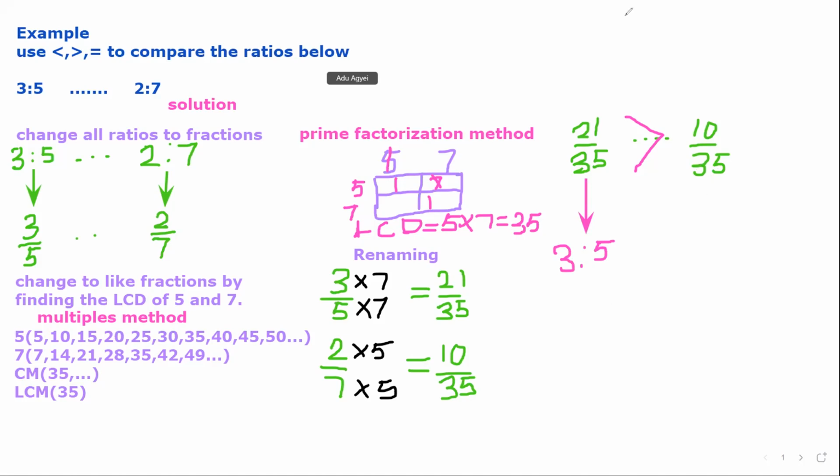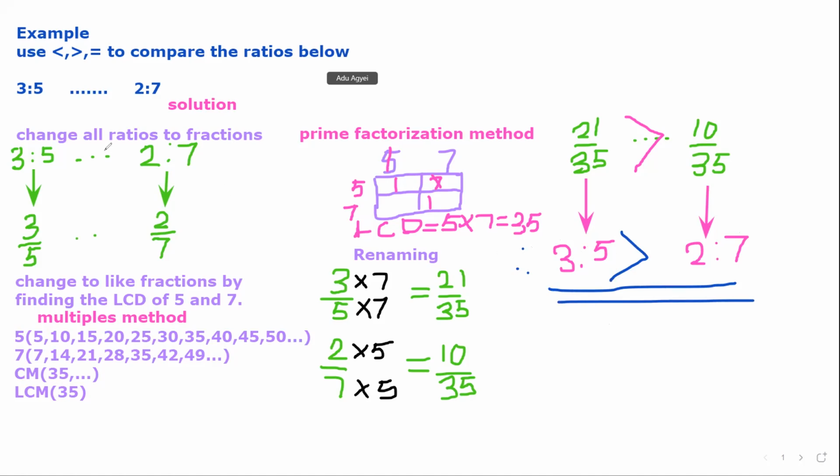And then this one too was also 2 out of 7. Therefore, 3 out of 5, or 3 to 5, is greater than 2 to 7. Okay, then you are done. Okay, that is how we compare ratios.